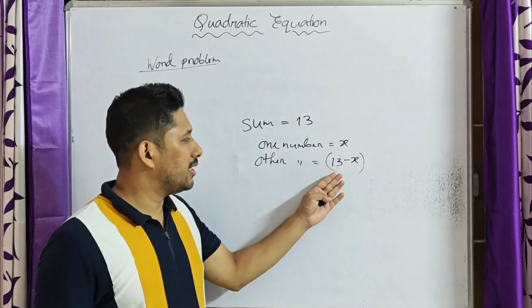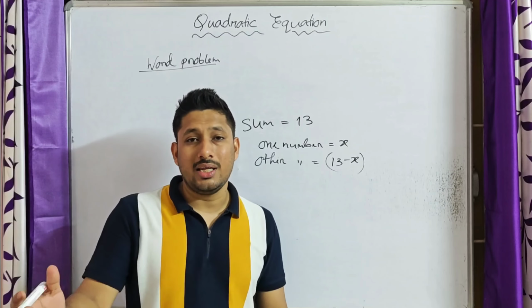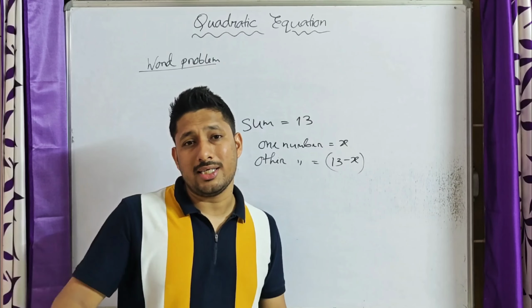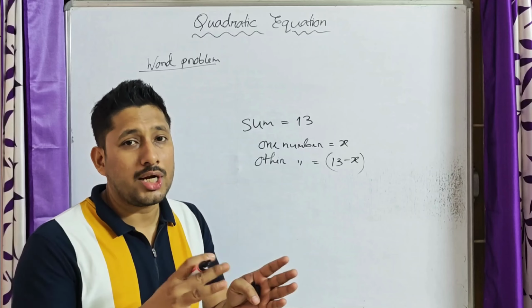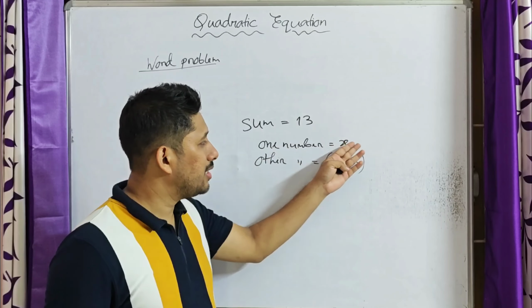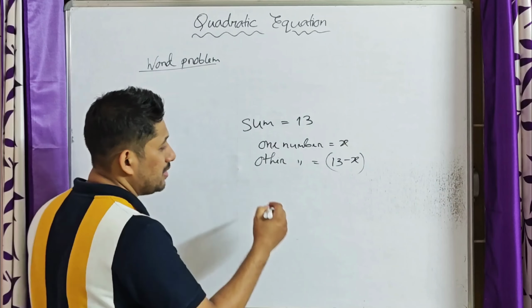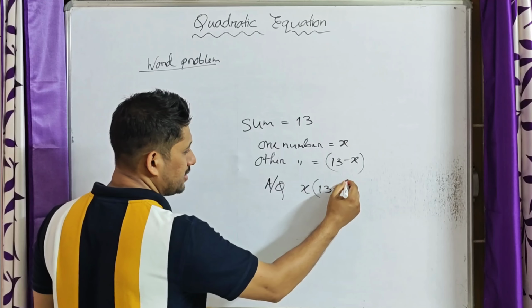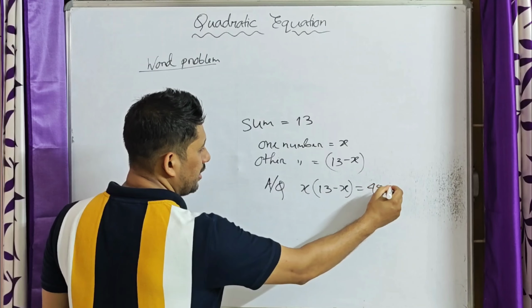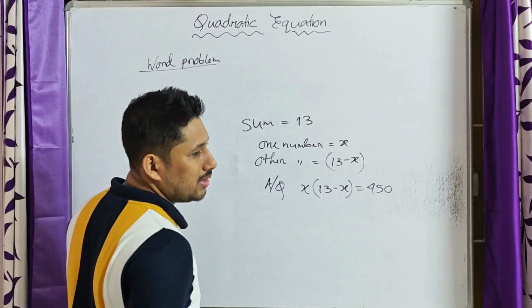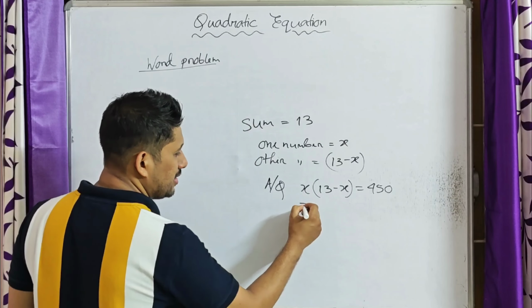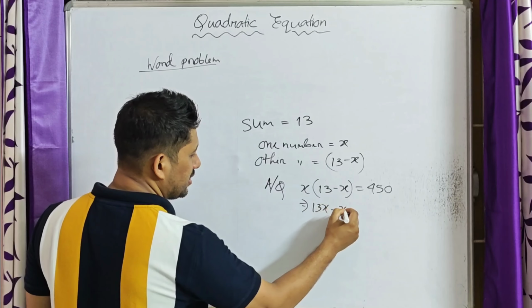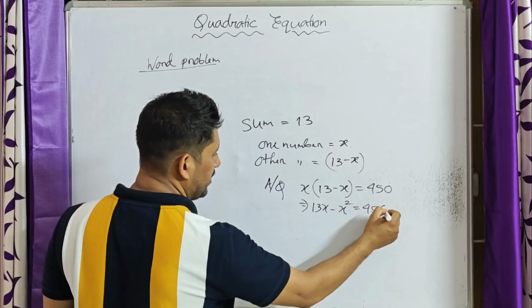Okay, so this is the other number, this is x, and the second equation was given as the product is 450. Product means product of the numbers. Here the numbers are x and 13 minus x. That means according to question, if you multiply x and 13 minus x, then you will get the product. Now when you multiply them, one of the numbers is x squared. For example, this is 13x minus x squared equals to 450.